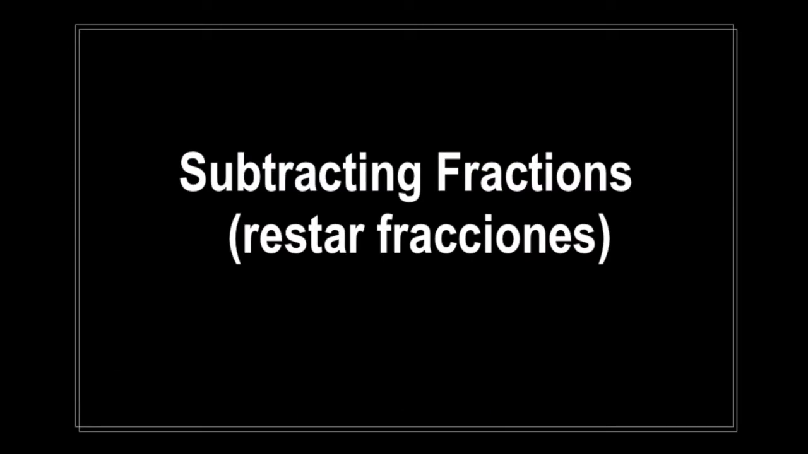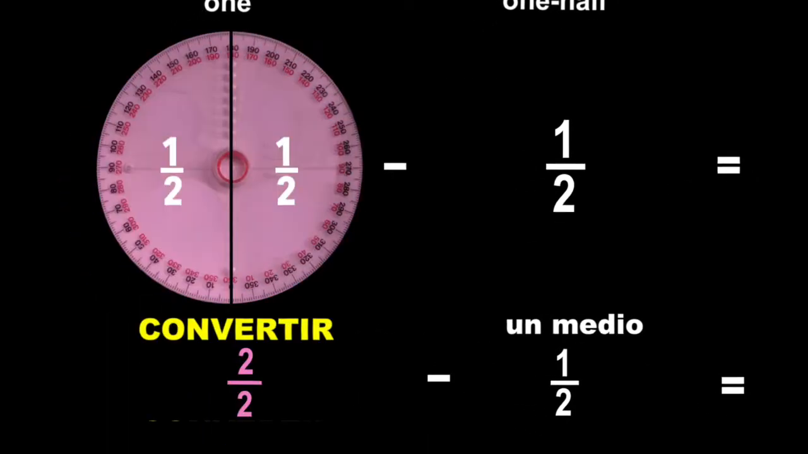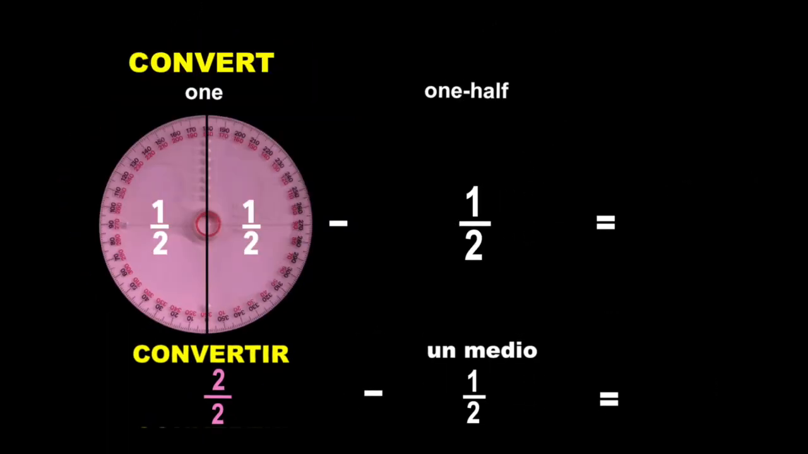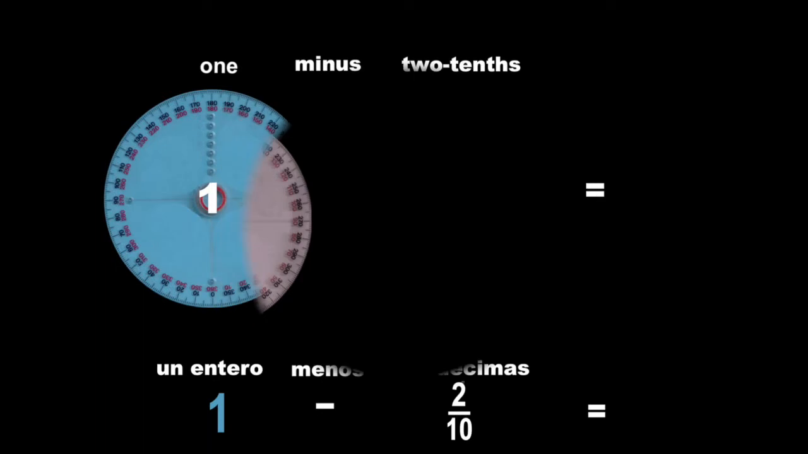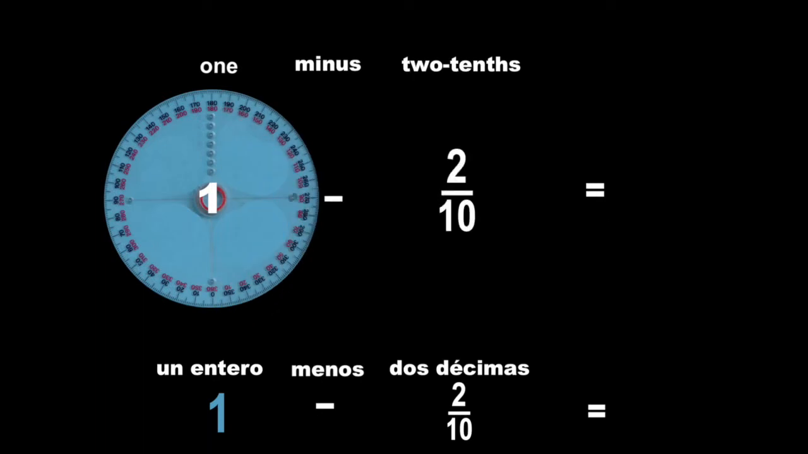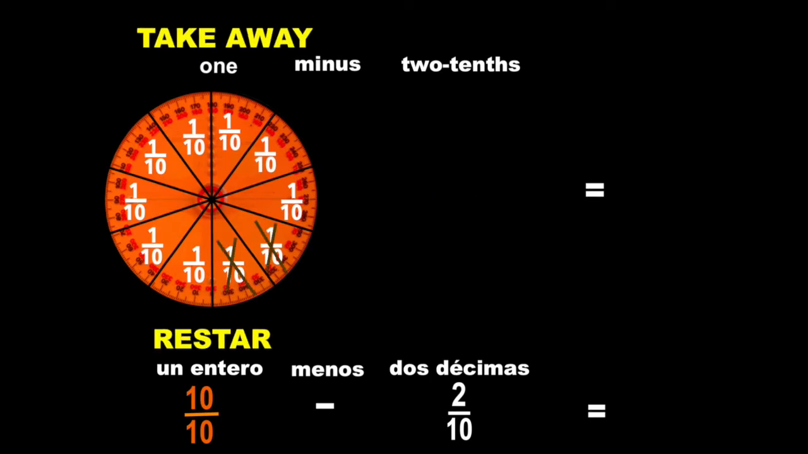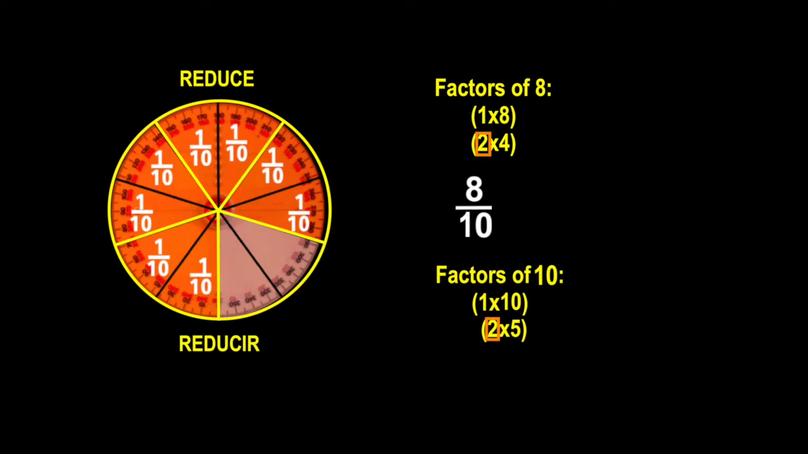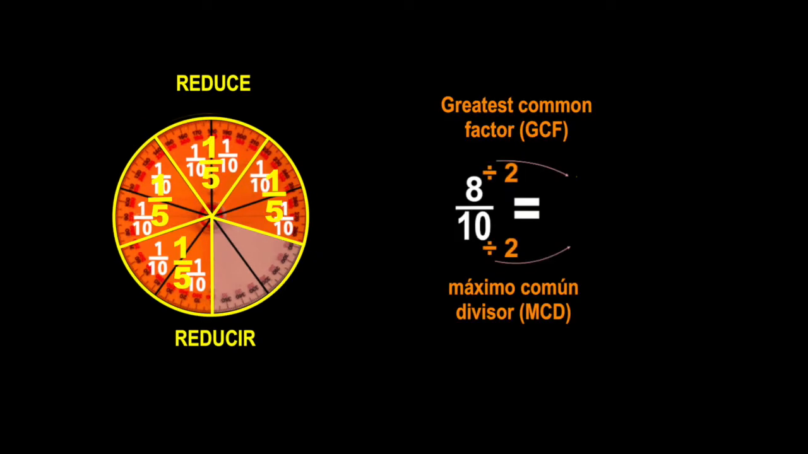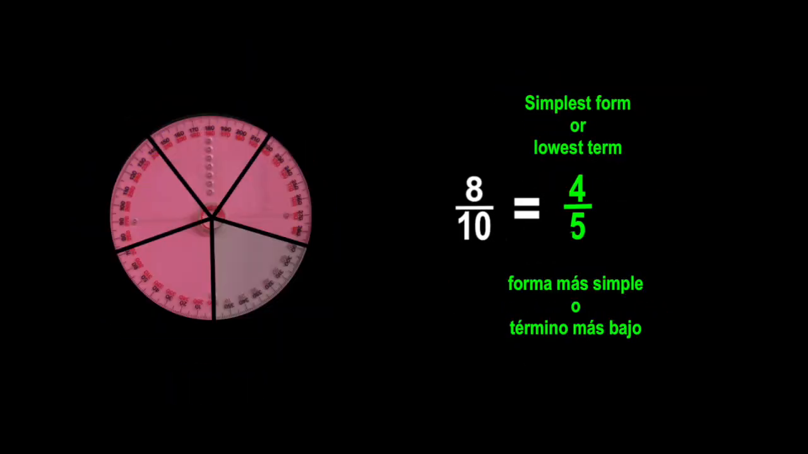Subtracting fractions. 1 minus 1/2. Convert 1 to 2/2. Take away 1/2 from 2/2, a difference of 1/2. 1 minus 2/10. Convert 1 to 10/10. Take away 2/10 from 10/10, a difference of 8/10. List the factors of 8 and 10. Divide 8/10 by 2/2. 8/10 is equivalent to 4/5.